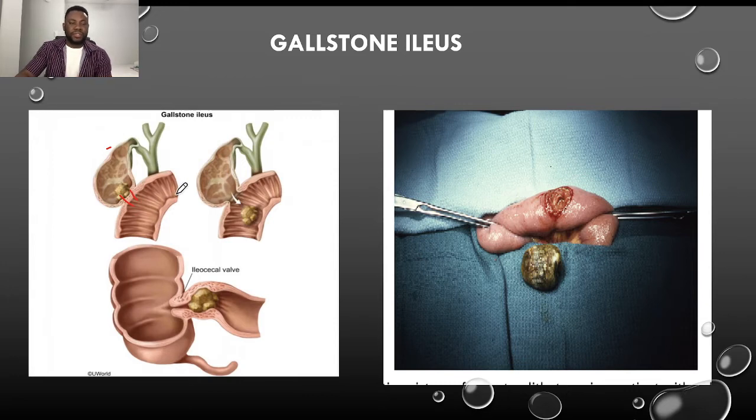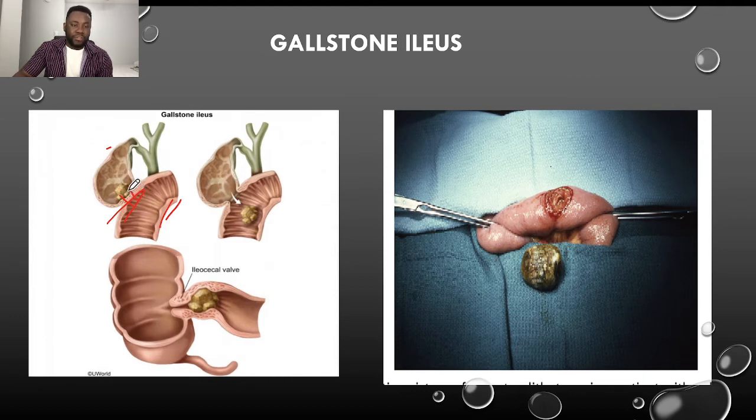And so if there is a fistula, if there is any stone in the gallbladder, it's going to fall into the large bowel, or into the small bowel first, and then it will travel to the large bowel. Again, if there is inflammation of the gallbladder, that inflammation can irritate the small bowel and cause a fistula.